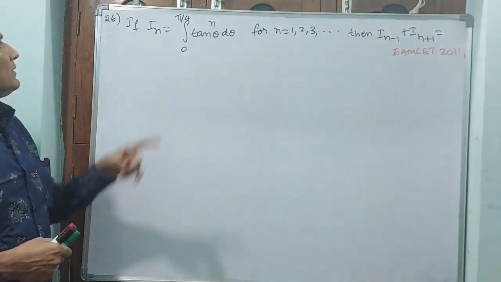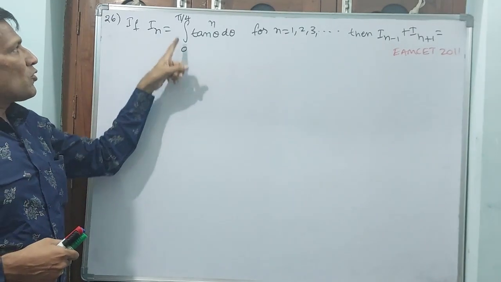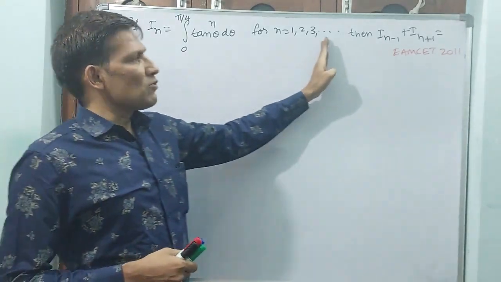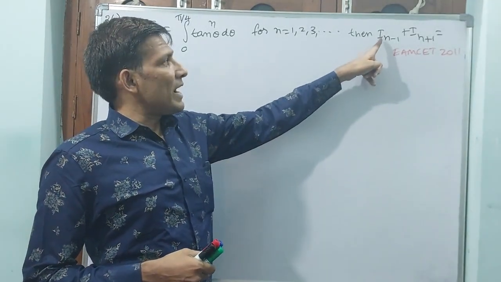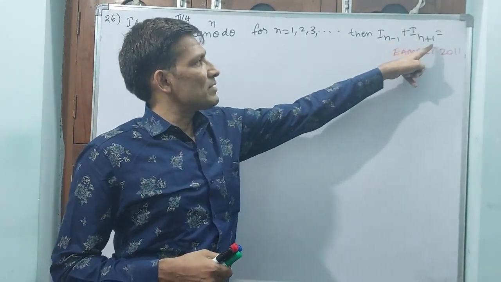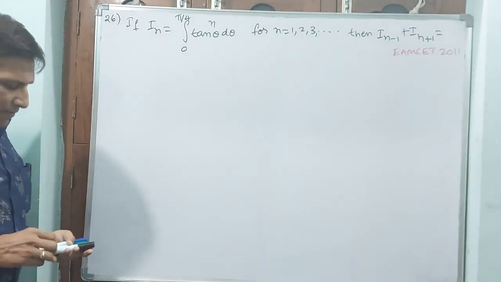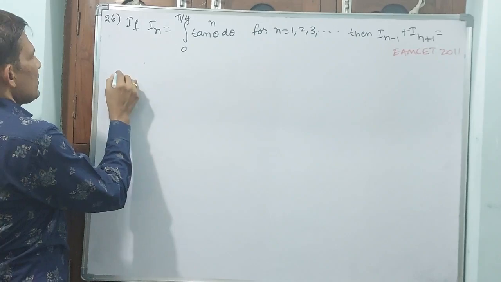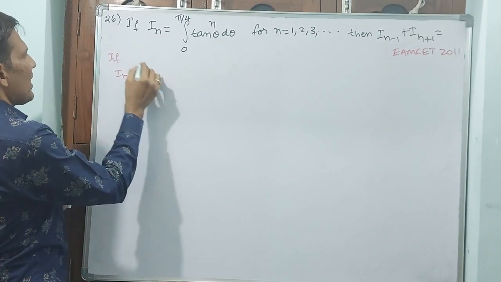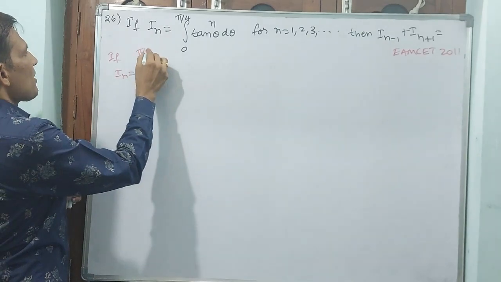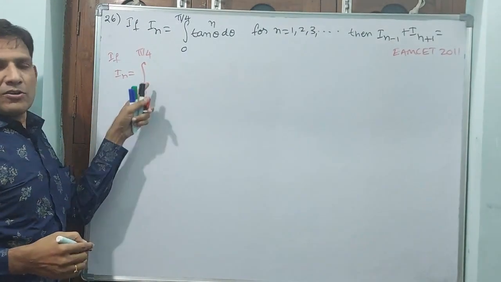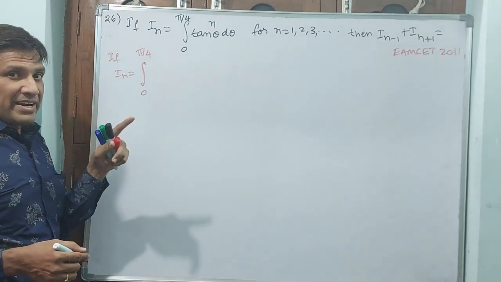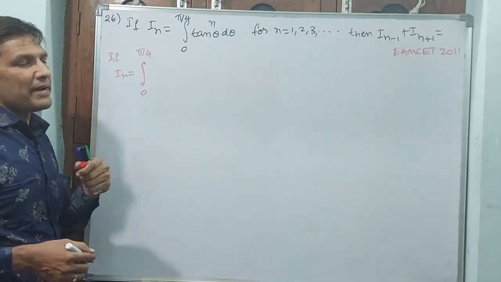EAMCET 2011 question. If I_n is equal to the integral from 0 to pi by 4 of tan to the power of n theta d theta, then for n is equal to 1, 2, 3, what is the value of I_{n-1} plus I_{n+1}? See, note down this standard formula I am writing here. Please remember, for tan and cot, 0 to pi by 4, this formula will come. For sin and cos, 0 to pi by 2. Why? Because of period divided by 4. I already explained that to you.